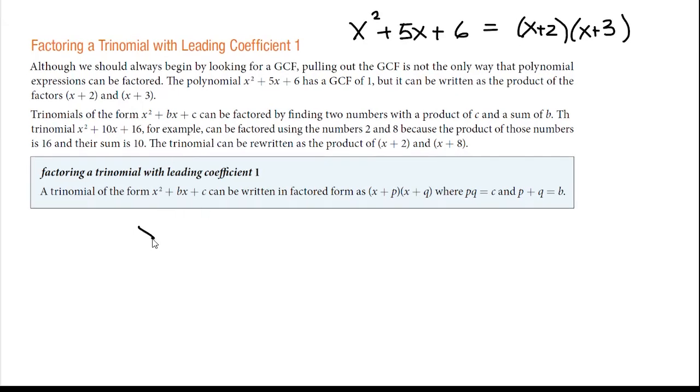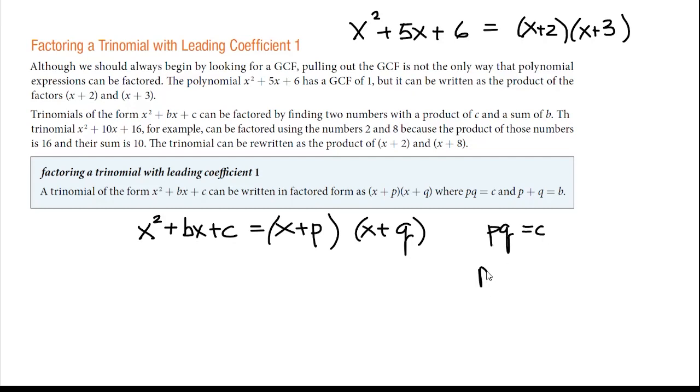So trinomials of the form x squared plus bx plus c are going to be able to be written in the form x plus p times x plus q. But of course, pq has to equal c and p plus q equals b. And all that really means is I'm seeking factors of 6 in this example here. So I want factors of 6 that sum to 5.